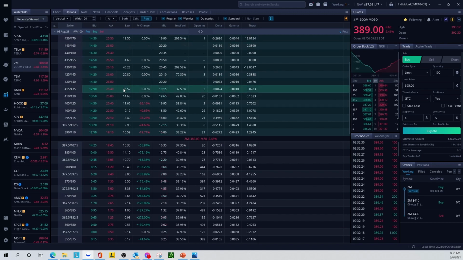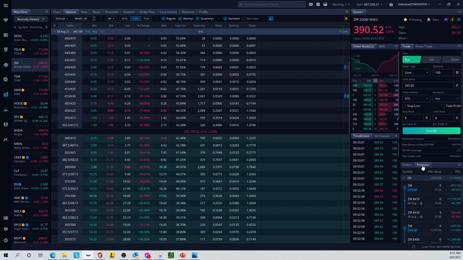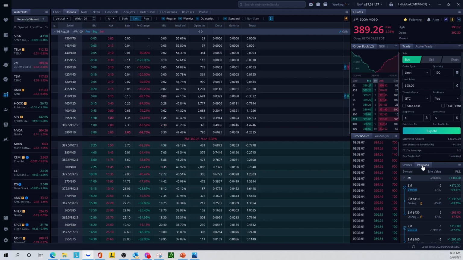So I have a 20-point wide spread. So again, 410, 430, which is this one that we were looking at the other day. So we want to switch over to the calls. So you can see that most of the value here is pretty much gone, right? And that's what we want as a seller. So we want the value to decay to a point where it's costing us very little to exit the trade.